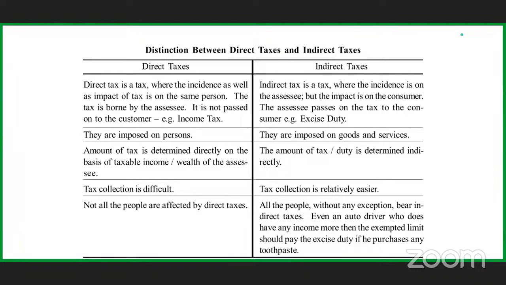But indirect tax is not like that. Any product you purchase, you have to pay the tax. There is no exemption that you are an auto driver, or you are a faculty, so only you have to pay. No, it's not like that. Whoever consumes that product, every person, irrespective of their income class, everyone has to pay the tax.